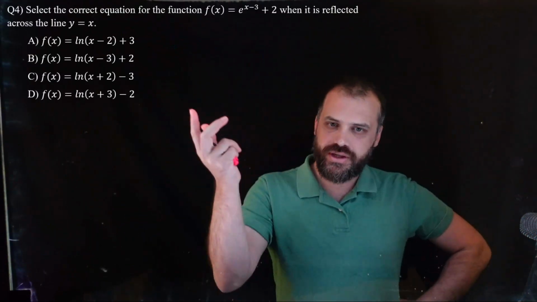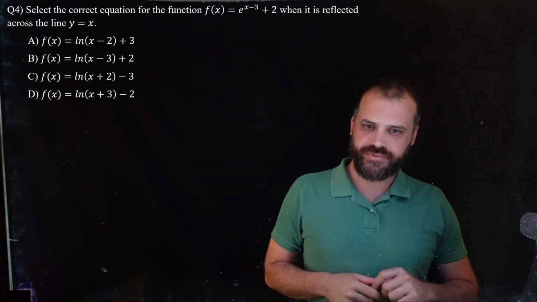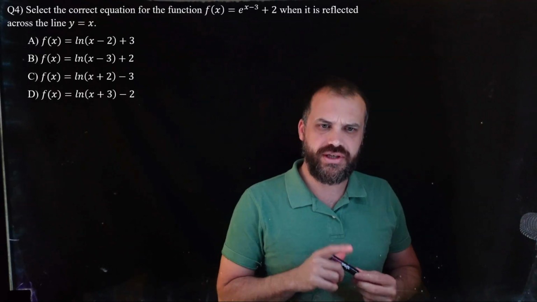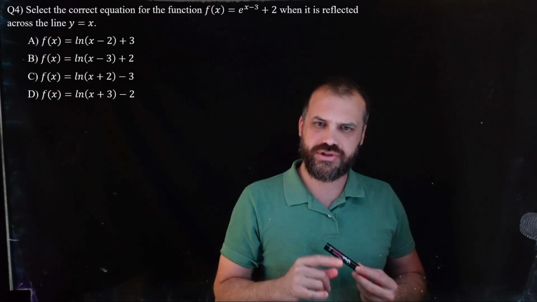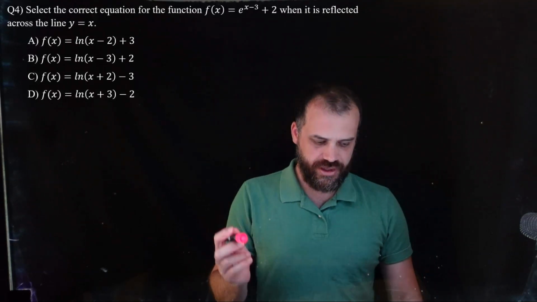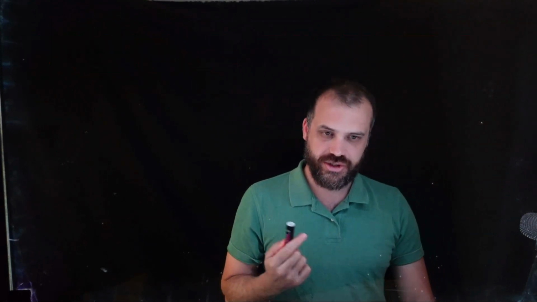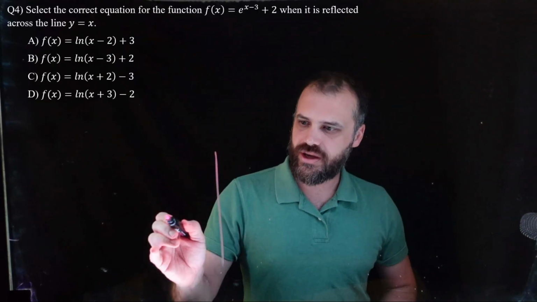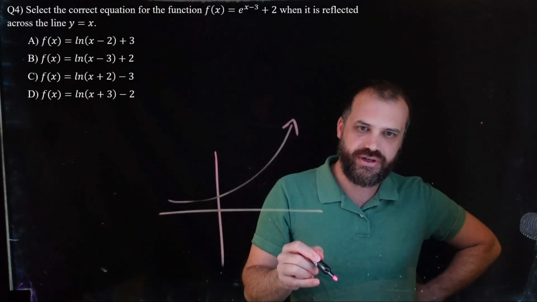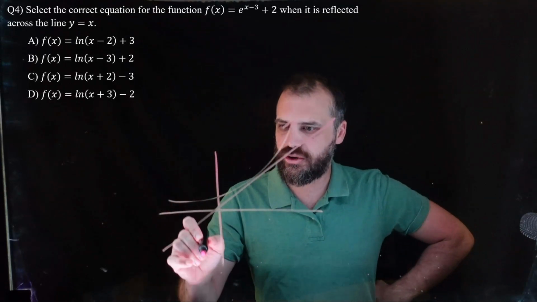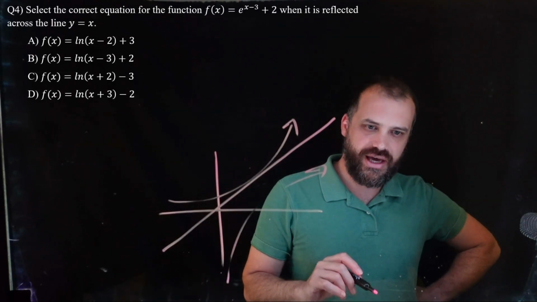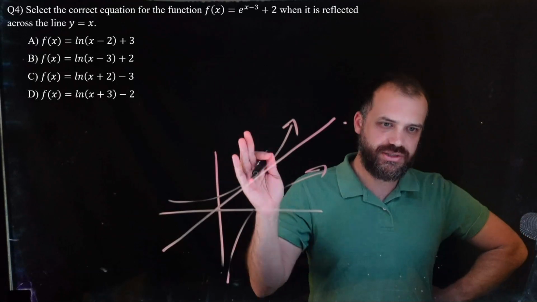Let's get into it. Here's a question. Have a try of it. Pause the video. I'm going to do it. Select the correct equation for the function when it is reflected across the line y equals x. If you're not sure of what to do here, a very good idea is to draw a picture. So that's what I'm going to do. I have a function like that. I don't care exactly what it looks like, but that's the rough idea. It's going to get reflected across this line, so it's going to end up looking something like that.